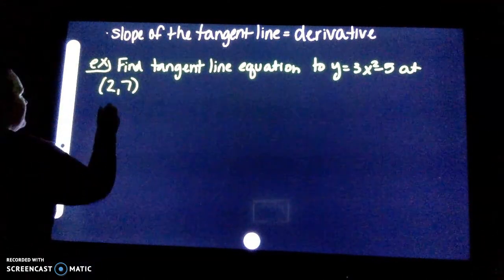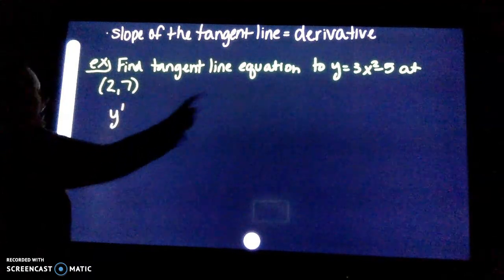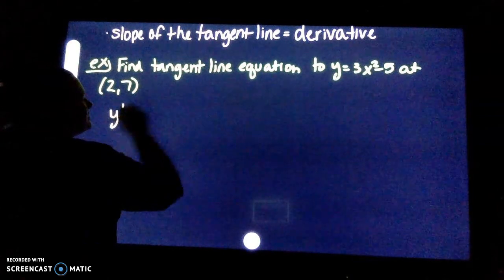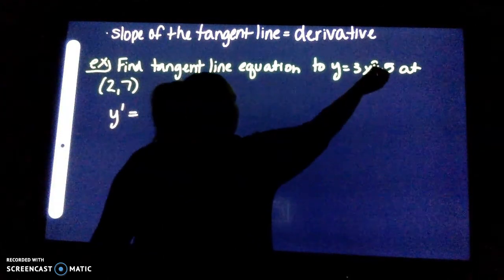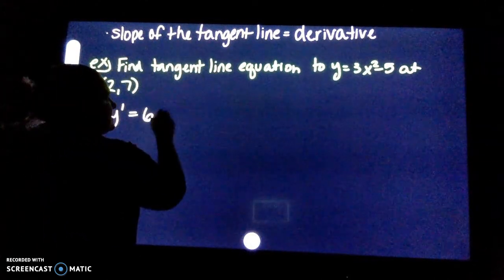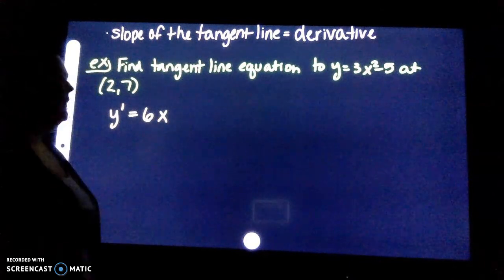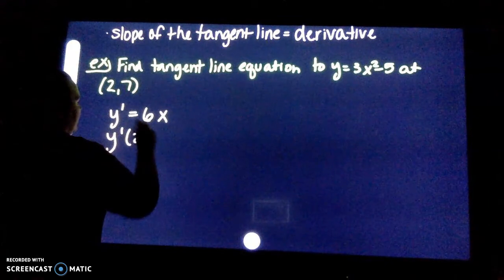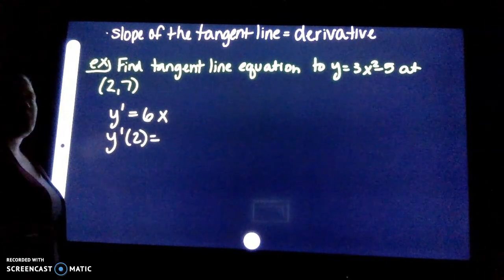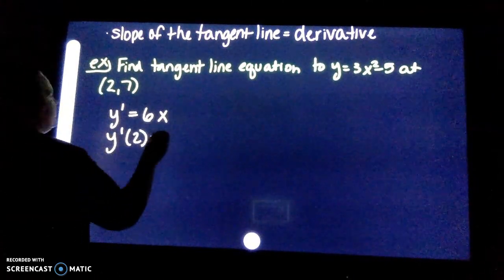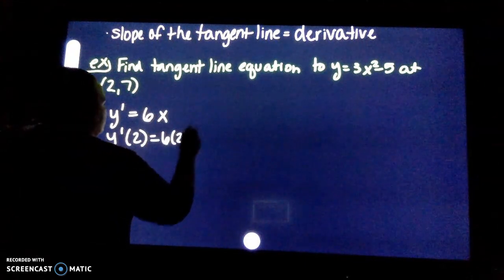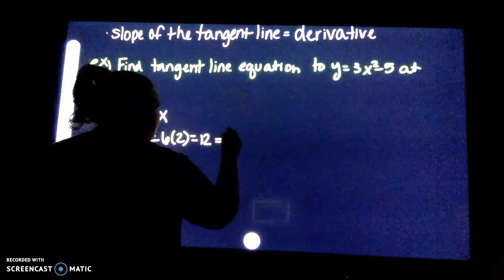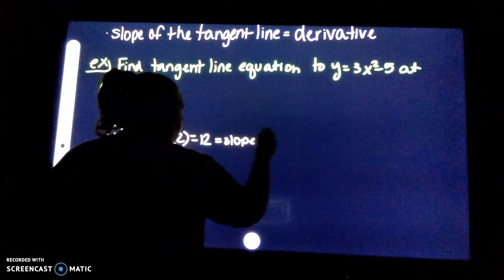So the first thing I need to do is take the derivative of my curve. This is power rule. I drop the 2 down, it becomes 6x. The minus 5 goes away. Then I take that derivative and evaluate it at the x value of the point I'm trying to find the tangent line at, which here is 2. So I get 6 times 2 is 12. This then is the slope of my tangent line.